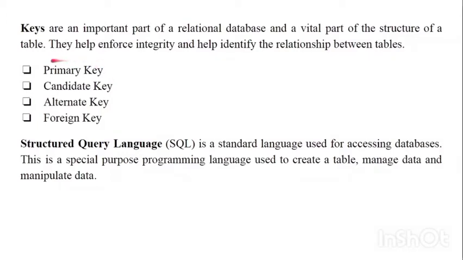So primary key is the set of attributes which can uniquely identify a record. Then candidate key: all the set of attributes which can become a primary key are called candidate keys. Then the set of all candidate keys except the primary key is called alternate key. Then the primary key of one table, when referenced in the other table, is called a foreign key.